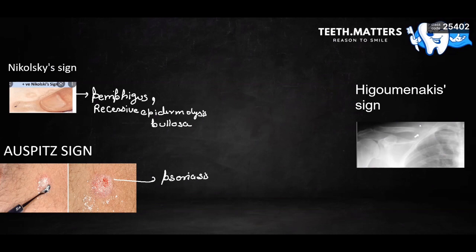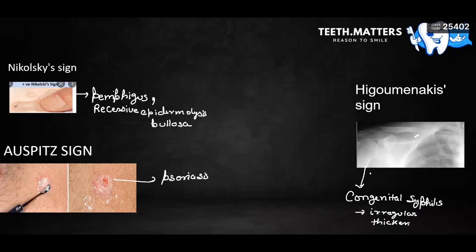Higoumenakis sign. It is irregular thickening of the sternoclavicular joint, and it is seen in congenital syphilis.